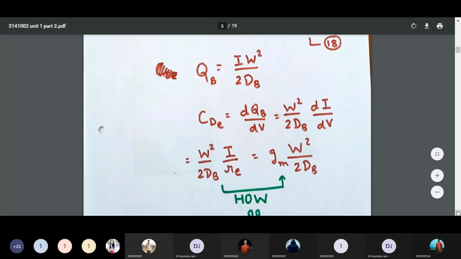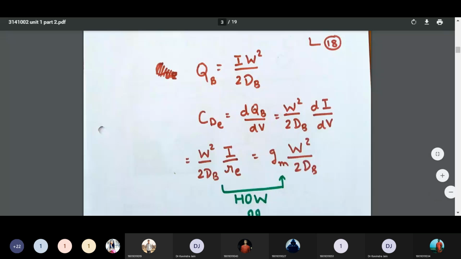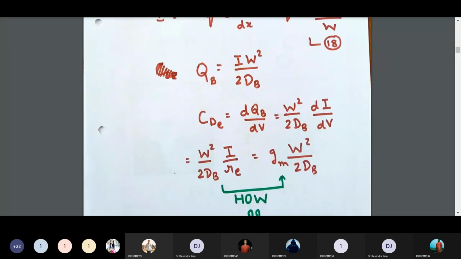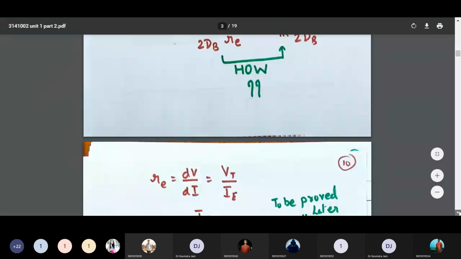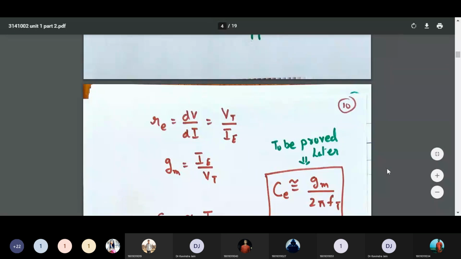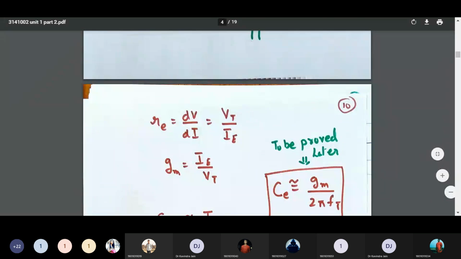How it is done is quite challenging, so we will understand how and where we have put the values. Basically, RE, that is the emitter resistance, is denoted by dV upon dI. RE is also known as VT upon IE, and the reverse of RE is nothing but gm, that is transconductance. The reverse of gm is this. That is why we have written the answer in such a way.